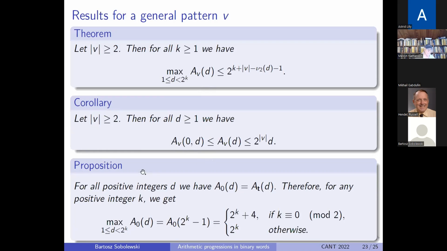And also as a supplement, because this theorem works for V of length greater than or equal to 2, we can also prove that the lengths of progressions for the pattern 0 are exactly the same as the lengths of progressions for the pattern 1, which corresponds to the Thue-Morse sequence. So we get this formula, which was proved by Shina for the Thue-Morse sequence. We get this for free.